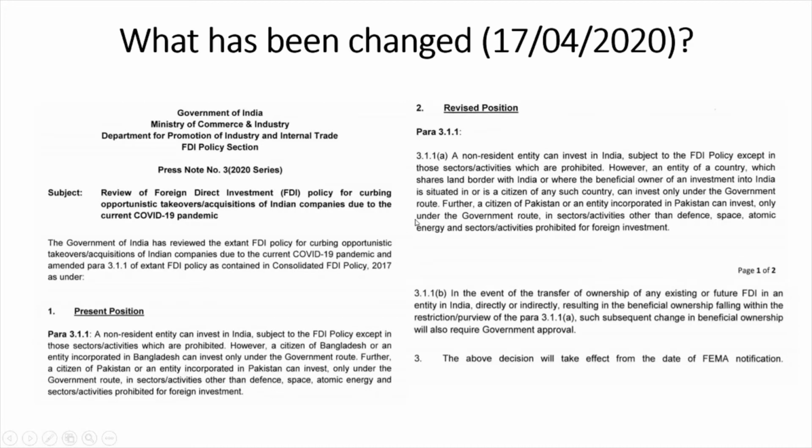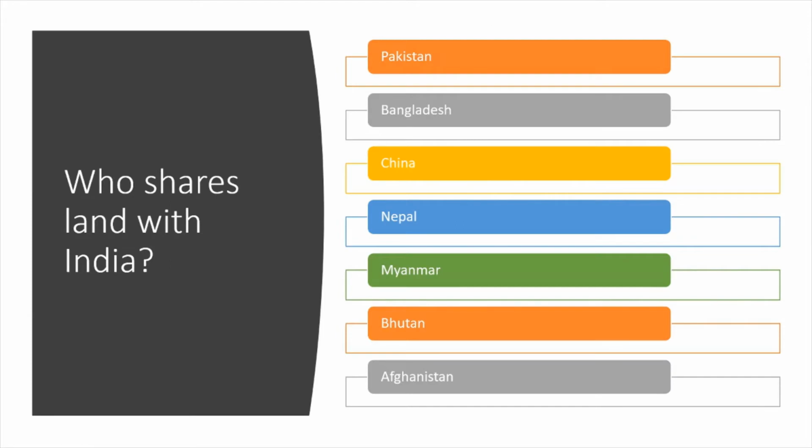So let's see what the land border condition means. Currently it was saying only Bangladesh, but now the condition is anyone who shares a land border with India. There are many countries sharing land borders: Pakistan, Bangladesh, China, Nepal, Myanmar, Bhutan, Afghanistan. I think you may already be aware of these. We know that people are afraid of China because of the investments they are making. It could be a hoax, or it could be part of all this chaos.